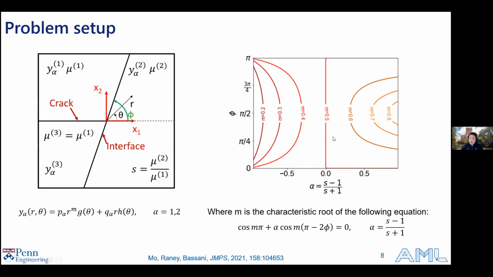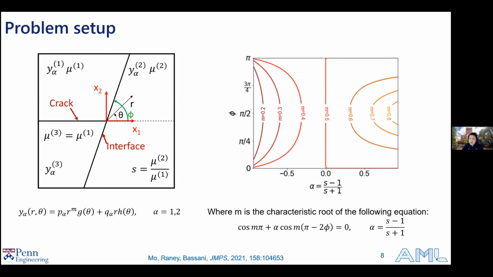However, outside of really this area, no one has looked at these other effects of how heterogeneities affect other incline angles. So what we're interested in is looking at when phi equals pi over 2, which means that the interface is perpendicular to the crack. You can see that as we sweep alpha, there's going to be a variety of this power law.